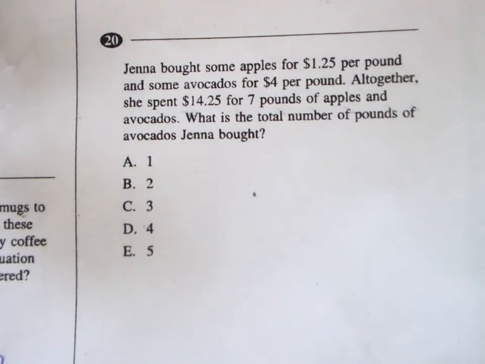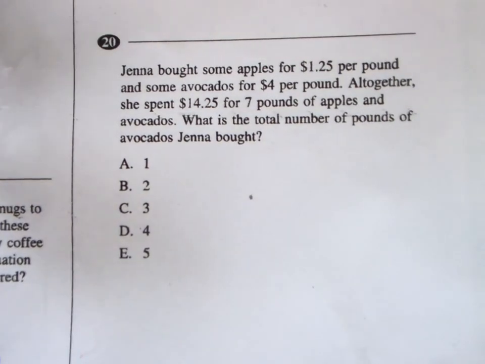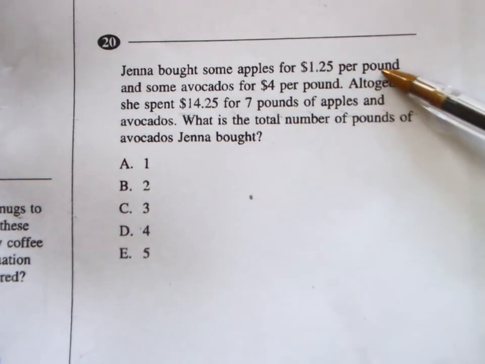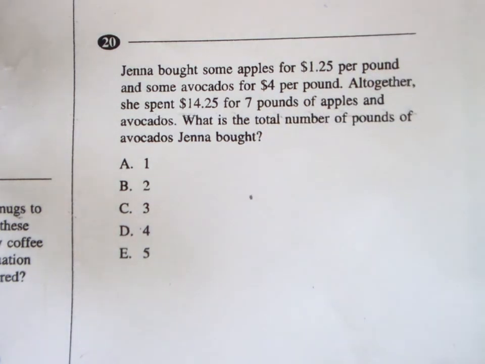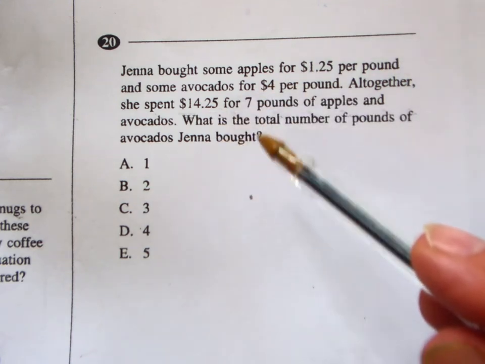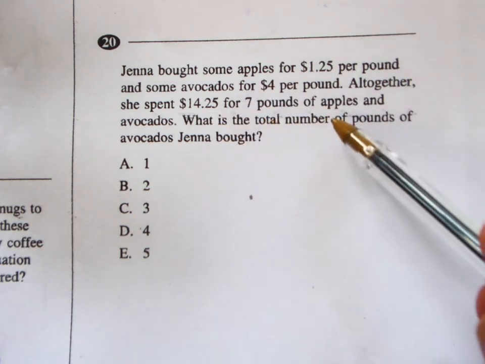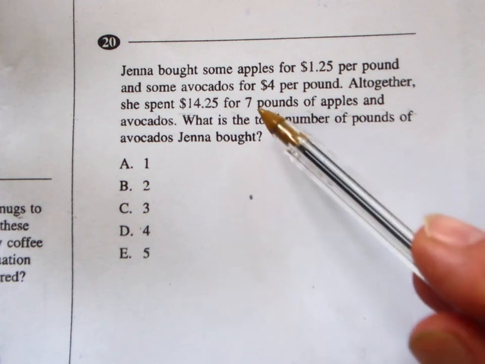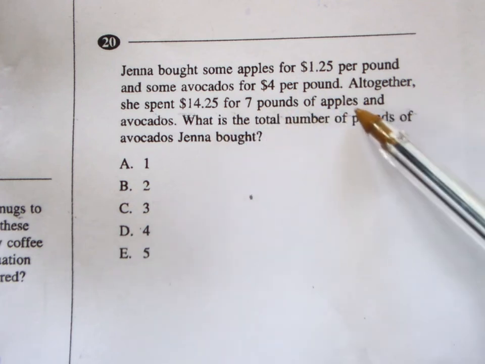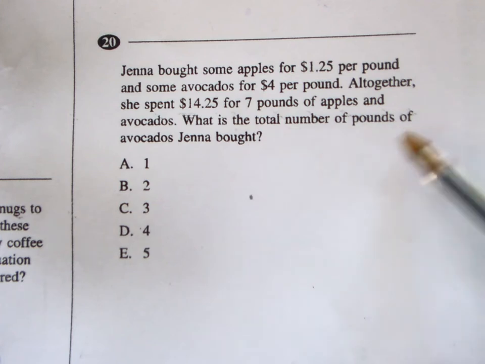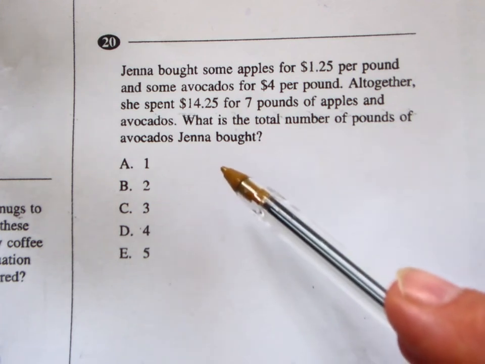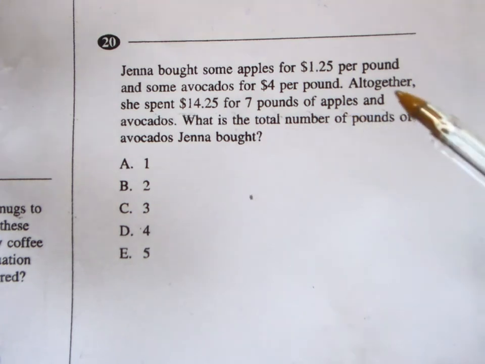Okay. Jenna bought some apples for $1.25 per pound and some avocados for $4 per pound. Altogether, she spent $14.25 for 7 pounds of apples and avocados. That means altogether there were 7 pounds, but we don't know which is apples and which is avocados. What is the total number of pounds of avocados she bought? So we want to find out the avocados.